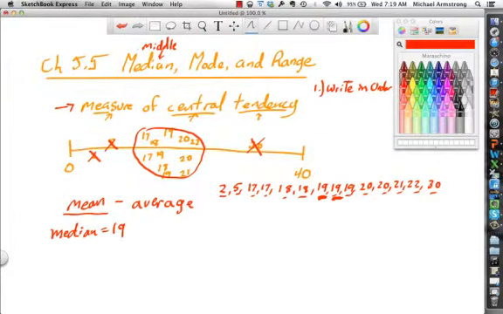Now, if my middle two numbers had been something like 18 and 20, I would have had to add them up and divide by 2. That's kind of like finding the mean or the average of these two middle numbers. Now, 18 plus 20 is 38, and 38 divided by 2 is 19. So 19 would still be the median in this case. We'd have to add them up and divide by 2 though. This time they happen to be the same. I got two 19s here, so I just put the median as 19.